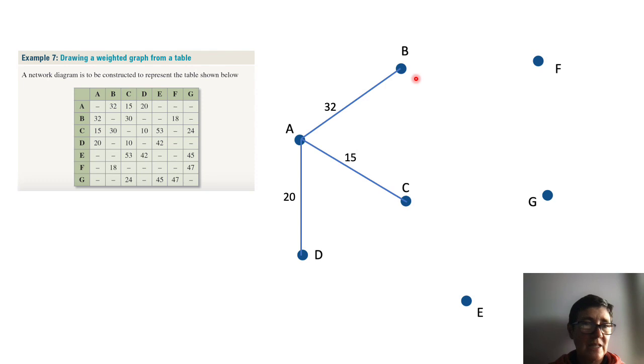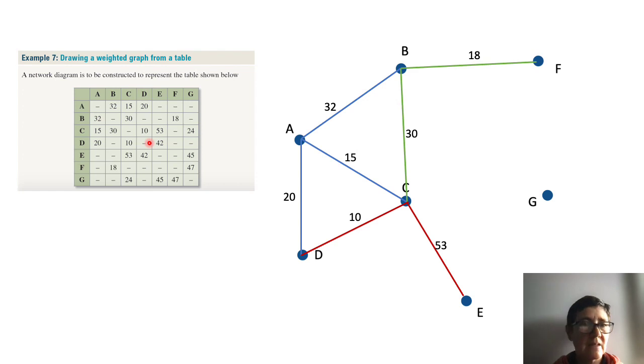So I move to vertex B. B to A is already done. B to C, 30. B to F is 18. Moving to C. C to A is done. C to B is done. C to D is 10. I better add that. C to E is 53. And C to G is 24.